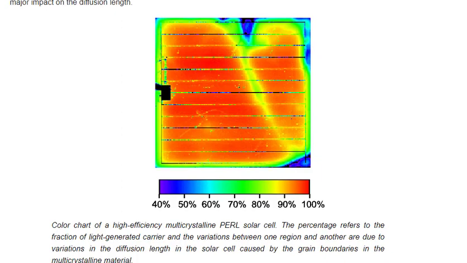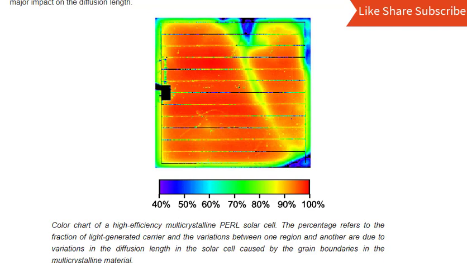In addition, since Auger recombination is more likely in heavily doped and excited material, the recombination process is itself enhanced as the doping increases. The method used to fabricate the semiconductor wafer and the processing also have a major impact on the diffusion length. Color chart of a high-efficiency multi-crystalline PERL solar cell. The percentage refers to the fraction of light-generated carriers, and the variations between one region and another are due to variations in the diffusion length in the solar cell caused by the grain boundaries in the multi-crystalline material.